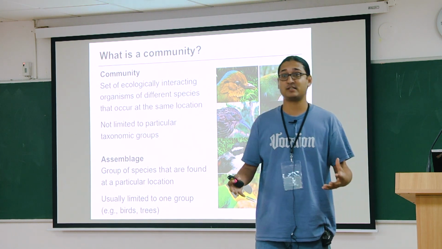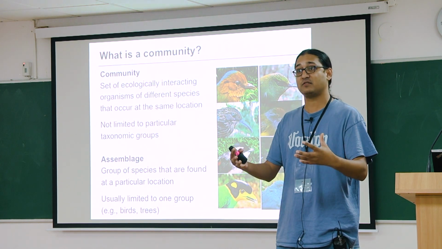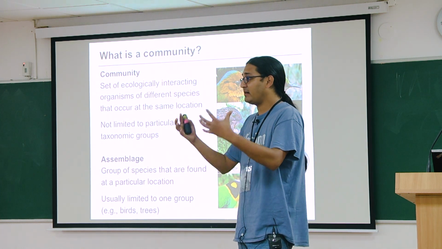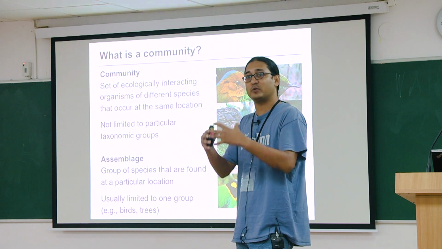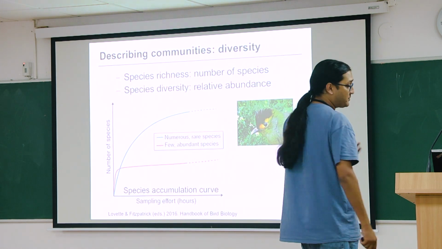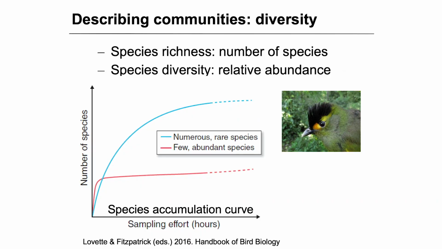Now, communities are complex things. There are a lot of organisms in communities. And to make sense of communities, one has to simplify and create ways in which to describe these communities. One of the ways to do it is to look at species diversity. Now, a couple of terms here. Species richness is simply the number of species that are there in the community. So that's what's called species richness.